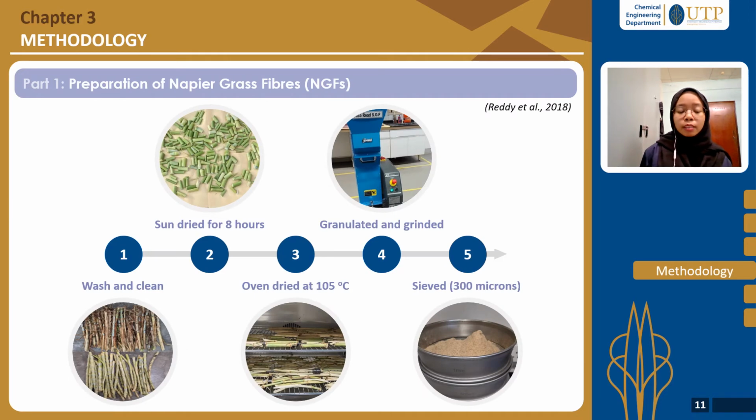Alright, so the first part of experimental procedures is to prepare Napier grass fibers. The methods are adopted from Reddy et al.'s paper, in which the Napier grass are all washed and cleaned before sun-dried and oven-dried. It is then granulated and grinded before sieved. Only particles having 300 microns is used for treatments.